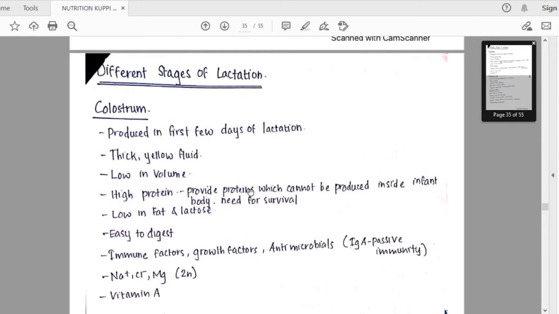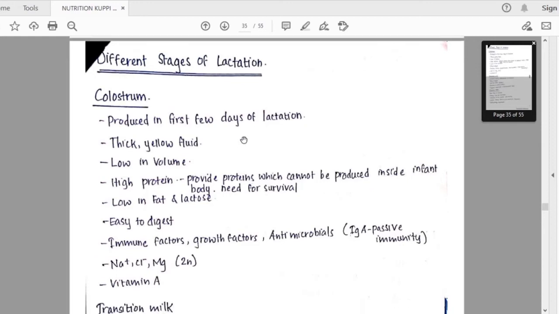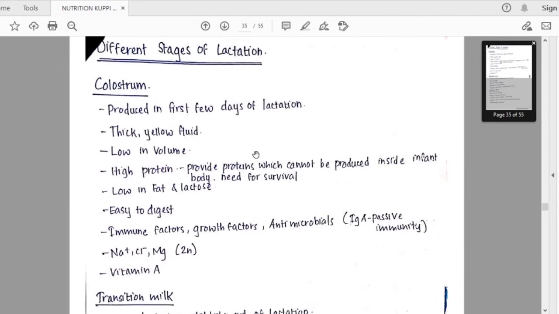Then, different stages of lactation. Colostrum is produced in the first few days of lactation, the first stage of lactation. Colostrum is a thick yellow fluid, and it is low in volume.